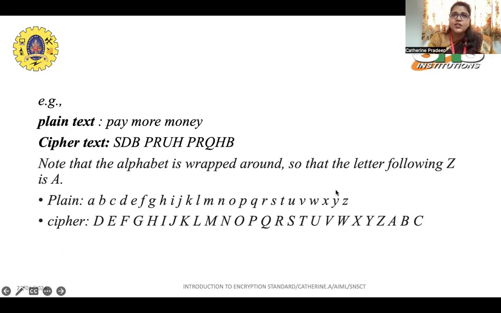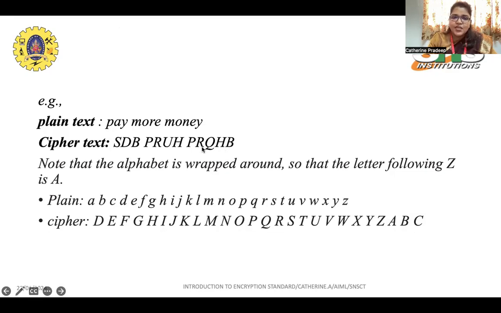Here you could see a plain text which says "pay more money". Instead of P, what letter is coming? S is coming, so he has taken three shifts. Instead of A, D is coming. Instead of Y, B is coming. After you encrypt the entire message, it looks like SDB, PRUH, PRQHB.